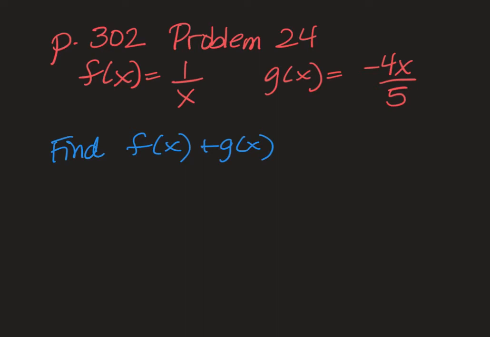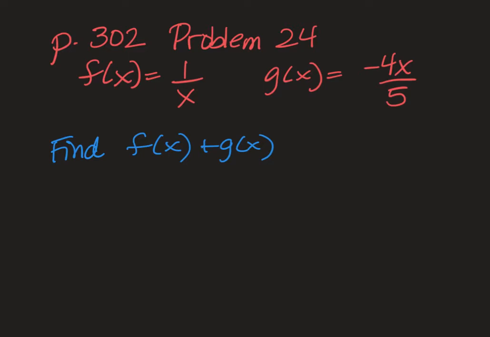Hi everyone. In this video I'm going to show you one of the U-Try problems from your book to help you along this week. It's page 302, problem 24. We're given two functions and we're going to find four things in this problem. We're going to do all four operations, adding, subtracting, multiplying, and dividing with these two functions.